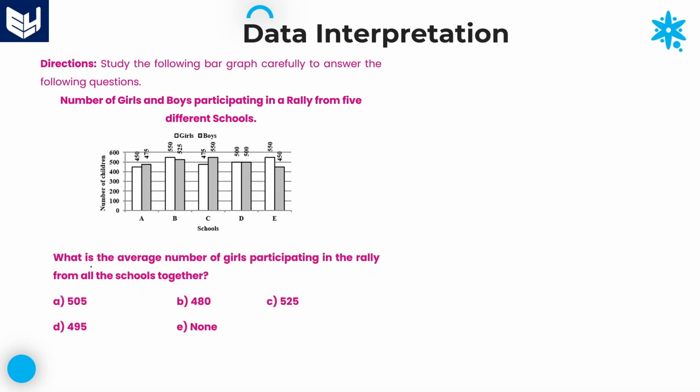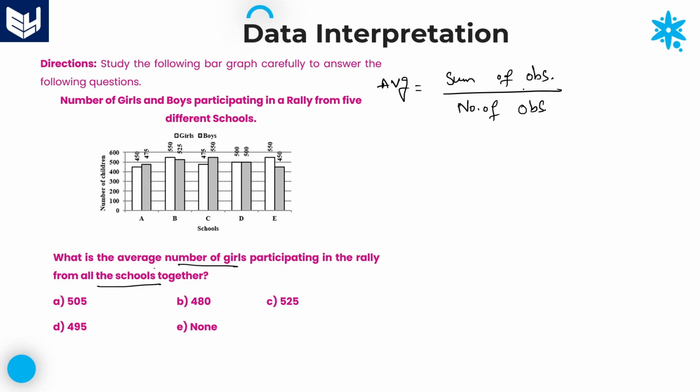Let us look at the fourth question. What is the average number of girls participating in the rally from all schools together? Here we need to calculate the average. First of all, average is equal to what? Sum of observations divided by number of observations. That will give us the average. So here also we have to do the same task. Average of all the girls participating in the rally, that is the question we need to calculate.